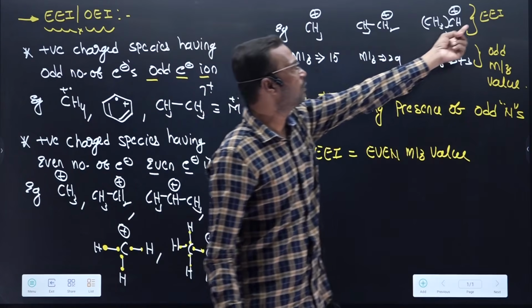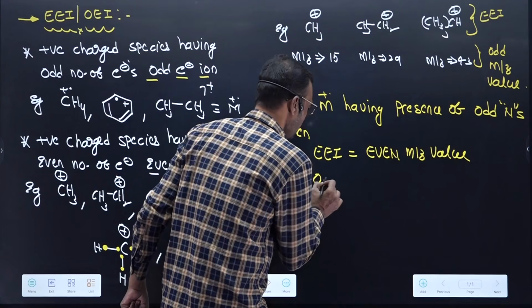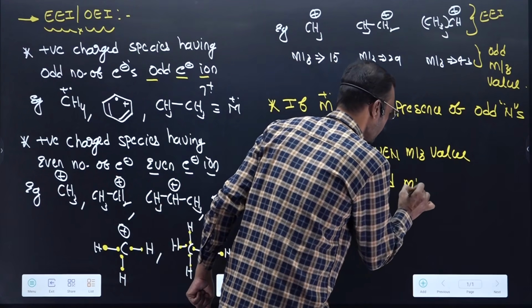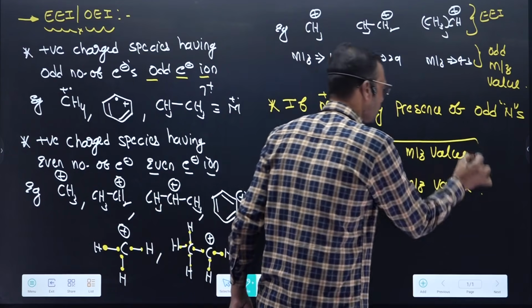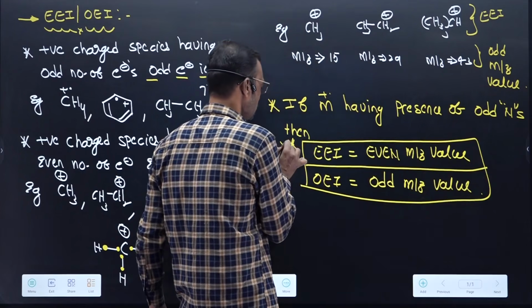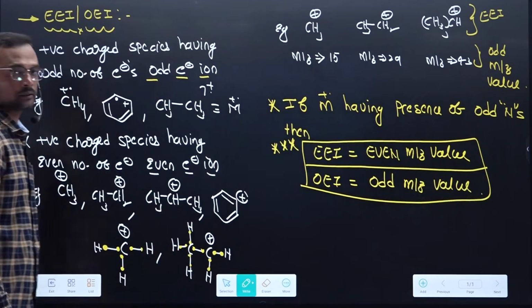Here, even electron, odd m/z is different. But in the same way, an odd electron ion will give an odd m/z value. This point is very, very important. This is applicable when nitrogens are in odd number in a given molecule. This is important for the CSR examination. From here onwards, be careful. The nitrogen rule is going to come. That may help in this part.